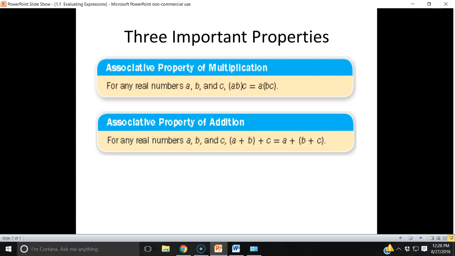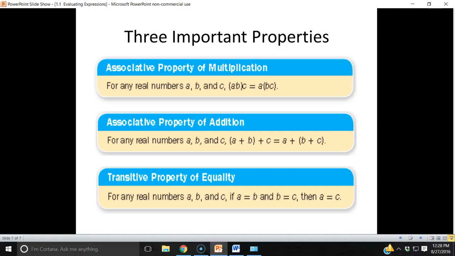Addition is also associative, and you've maybe seen this in 6th or 7th grade, perhaps maybe last year. Addition works the same way. It doesn't matter what order you add, you will get the same result. So if a, b, and c are 2, 3, and 4, 2 plus 3, 5 plus 4 is 9. You're going to get 9 either way you do it.